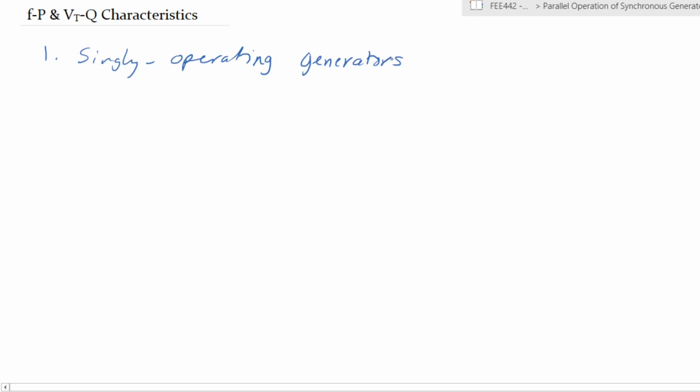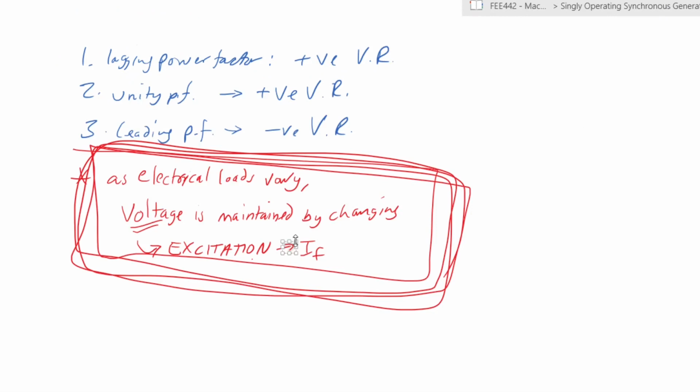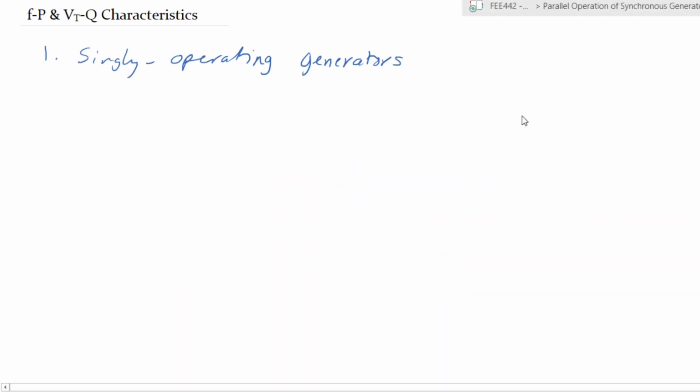Generally, and I will take you back to what we talked about the last lecture we met, you would note that in terms of the voltage that is supplied by a generator, at the end of that lecture we said that as electrical loads vary, the voltage is maintained by changing excitation. And we said that out of all the things that we will learn within this unit, the most important is that the voltage of a generator is related to the field current or the excitation.